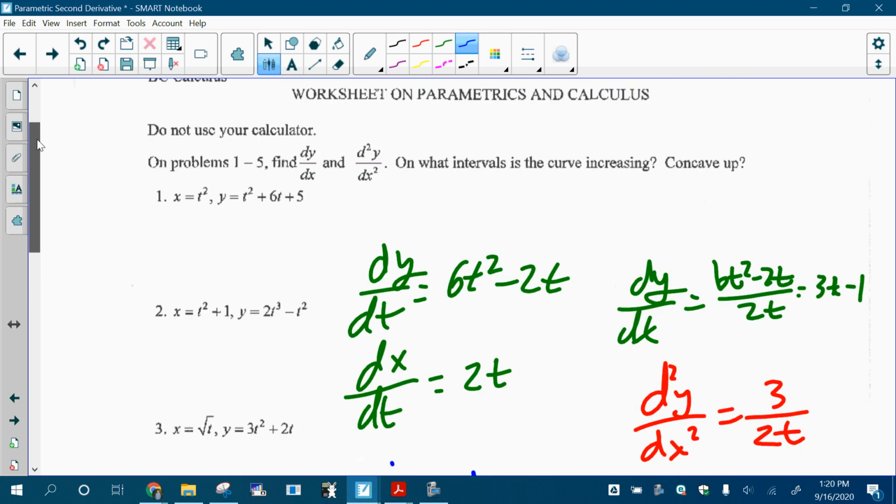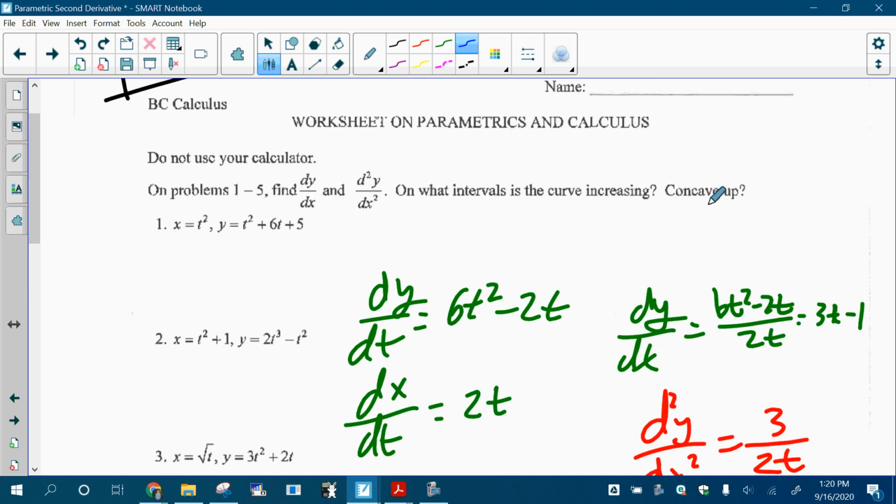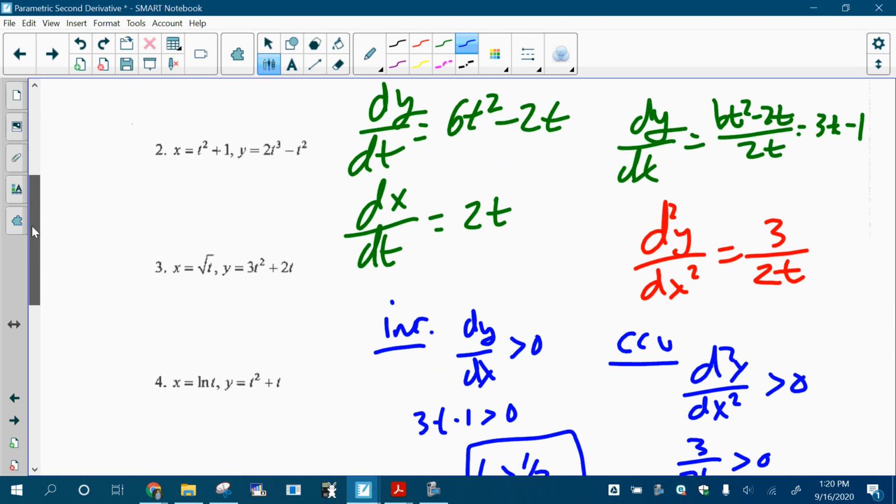Second question says, when is the function concave up? That has to do with the second derivative. Again, here's the key thing to remember. Pay attention. Take my first derivative, do another derivative with respect to t. What's the derivative of 3t minus 1? 3. But that's not my second derivative. I also have to stack it over dx/dt. This extra dx/dt down here is the tricky thing. So my second derivative is actually 3 over 2t.